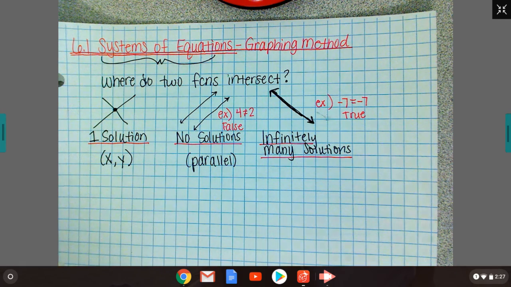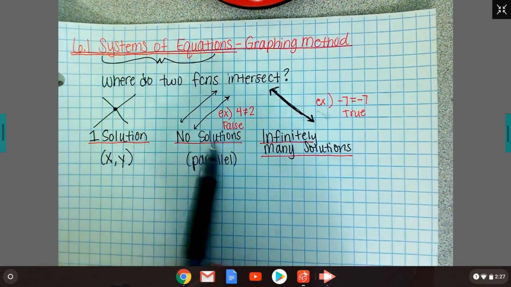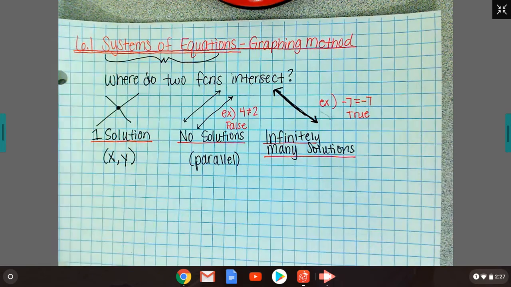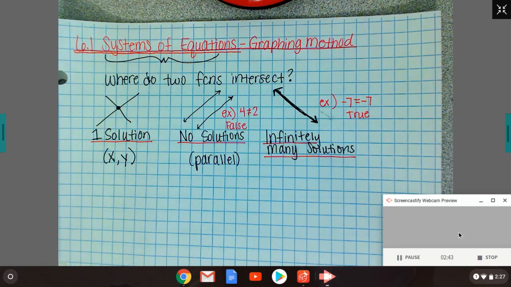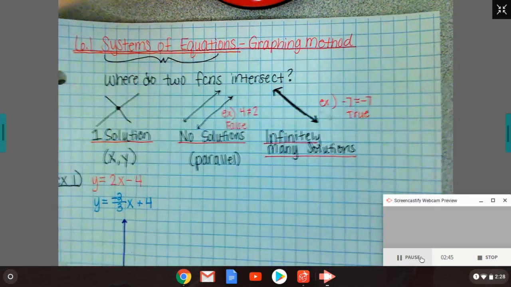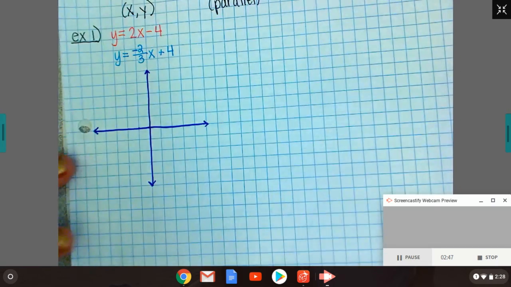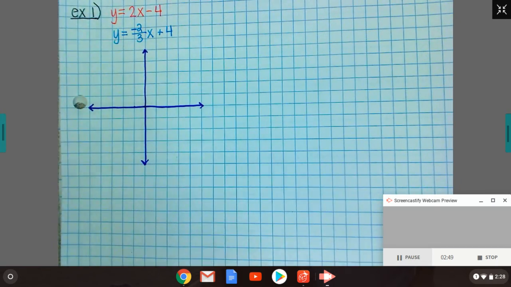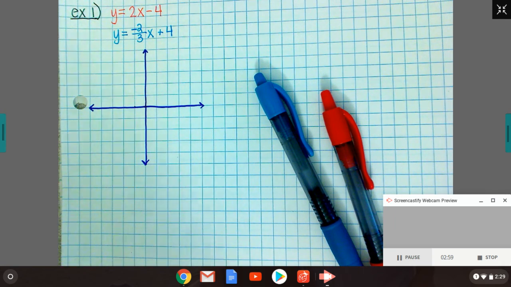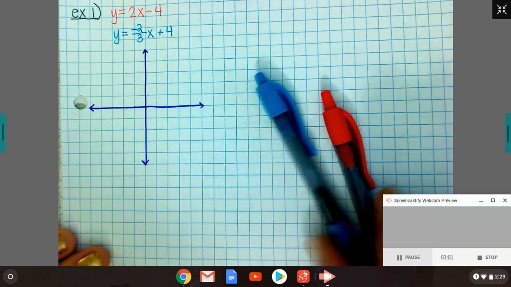We're going to work through a few examples today, and we'll see some of each of these. So let's get our first example going. Here's our first example. We've got 2 equations of lines here, y equals 2x minus 4 and y equals -2/3 x plus 4. I've got them in 2 different colors because I'm going to graph them in these 2 colors. I think that'll help us see which one's which when we graph.